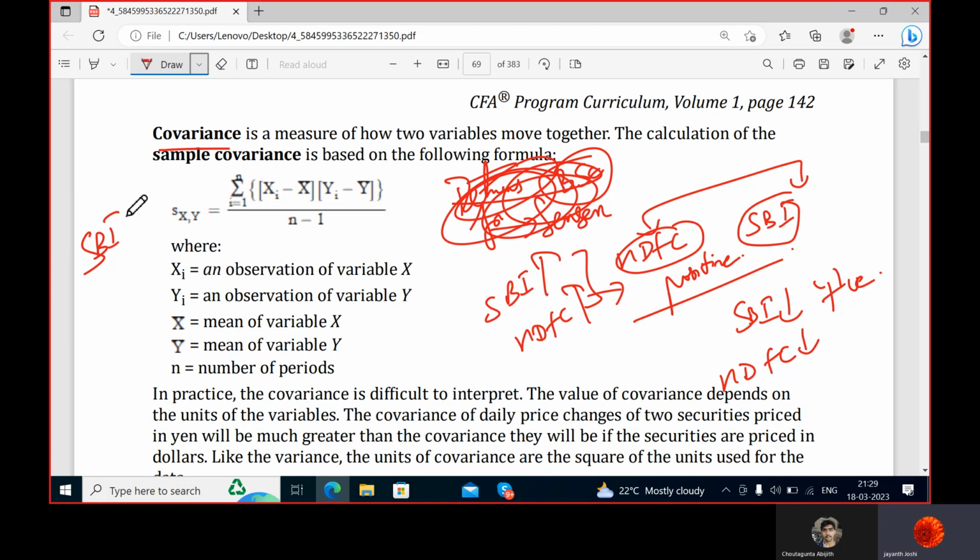So let's do a small example and calculate the covariance. What is happening here, and then we'll go for the correlation. So let's take a small data.